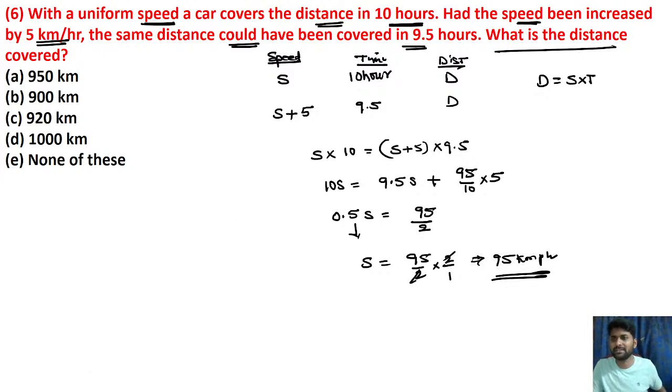Now, what is the question? The distance covered. So, what is the distance here? If 95 kilometer per hour, it takes only 10 hours. The total distance is equal to 950 kilometers. Answer: 950.